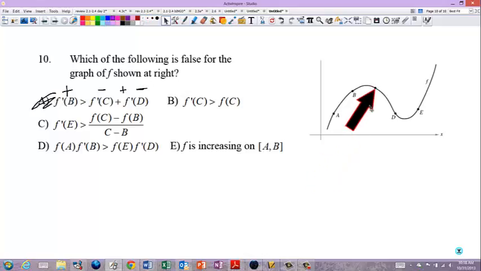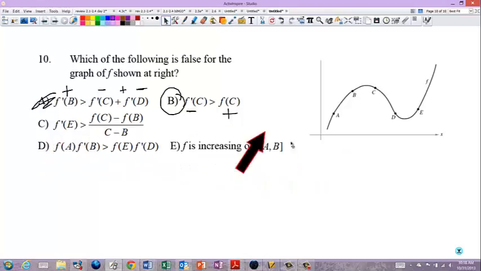F prime of c is positive, is greater than f of c. Well, f of c is positive, so I'm not 100% no, I'm sorry. F prime of c is negative because the derivative is negative. F of c is positive because it's above the x-axis. So I just found the one that's false. I can keep on going so that we can look at what each one says.